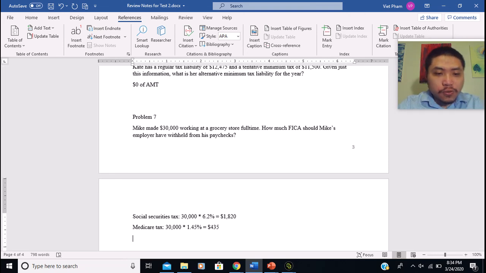So the FICA taxes for him are going to be the sum of these two, which is going to be 1,860 plus 435, which equals $2,295.